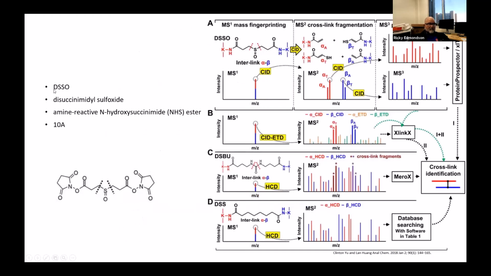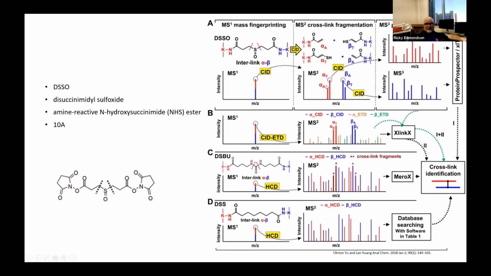The one that we have done at least a little bit with is DSSO, disuccinimidyl sulfoxide. It is an NHS ester, so it's going to bind to primary amines. It has a length of about 10 angstroms, so it's pretty small. What the mass spectrometer does is isolate a peptide and fragment it, and we can fragment this with just a little bit of energy, less energy than we would typically use to fragment, and the linker breaks. It gives you one peptide with part of the linker, that same peptide with a little bit more of the linker, and then the other peptide again with the full linker and with part of the linker.